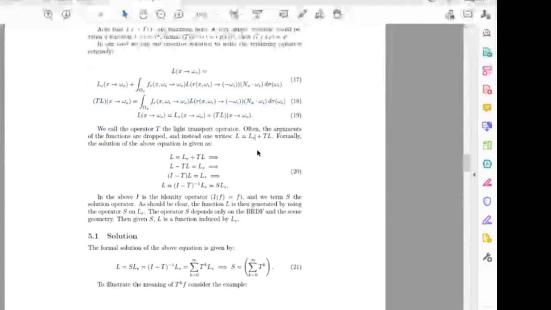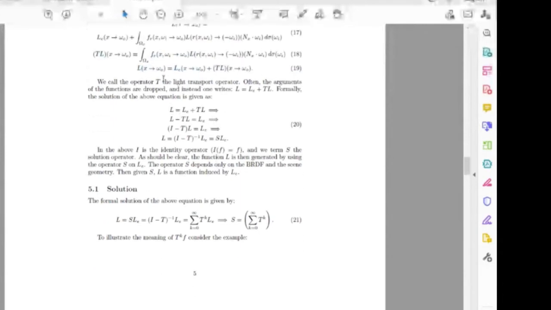And then we can drop the arguments, because you can see the arguments everywhere are the same. We can drop them and write this equation in this form. Then, using mathematics, we can move this to this side. Then this is the identity operator, so it's like L was multiplied by this. The identity operator applied to a function gives you the function itself.